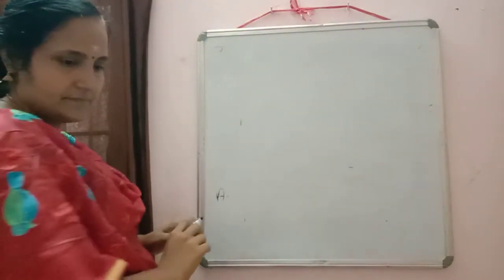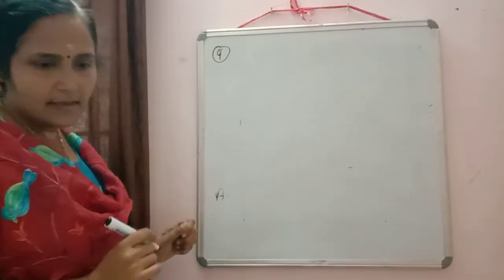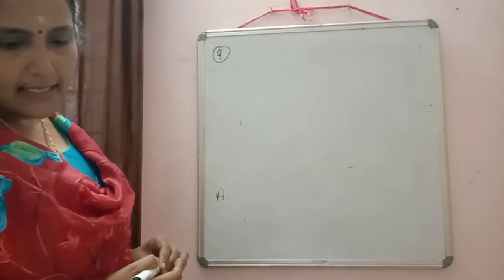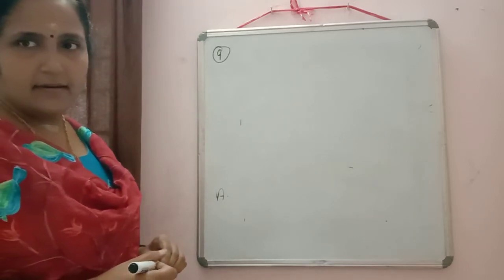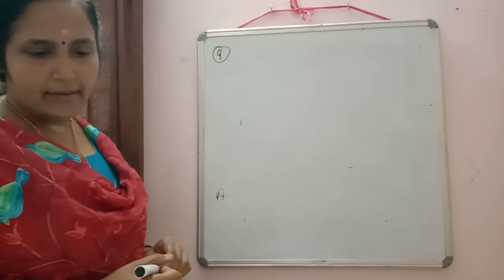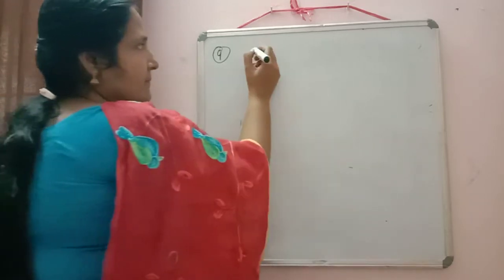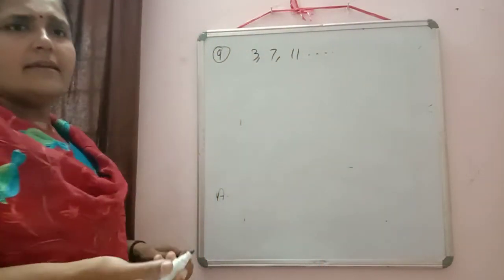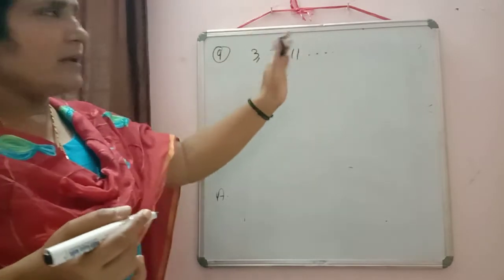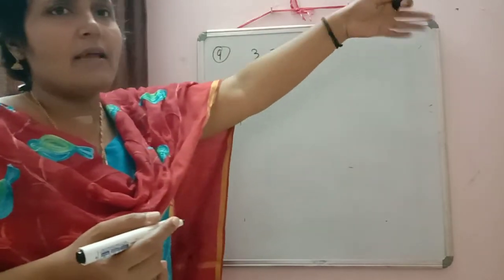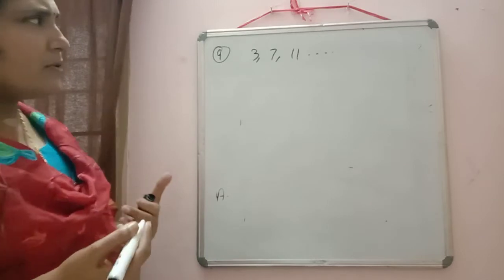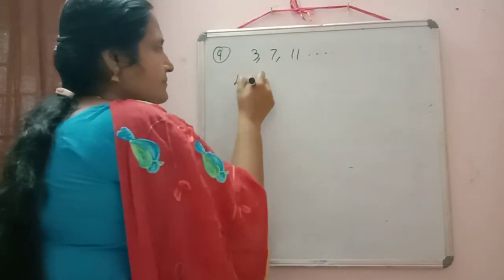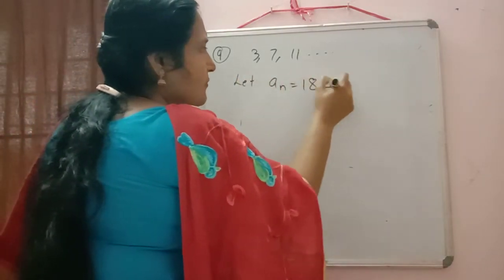Question number 9. They asked: is 184 a term of the sequence 3, 7, 11, etc.? Please write it down. When we keep on adding in this way, we check whether 184 will come somewhere. So we can suppose that the nth term is 184. Write down: let an is equal to 184.